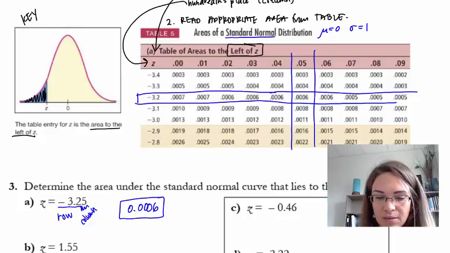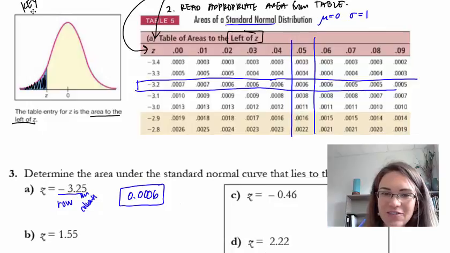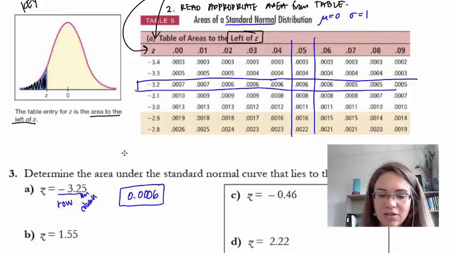That's how I've read the table. It's very easy when the values are right to the left. If they are just to the left of the z value, and that's what the table gives you, we read it directly from the table.